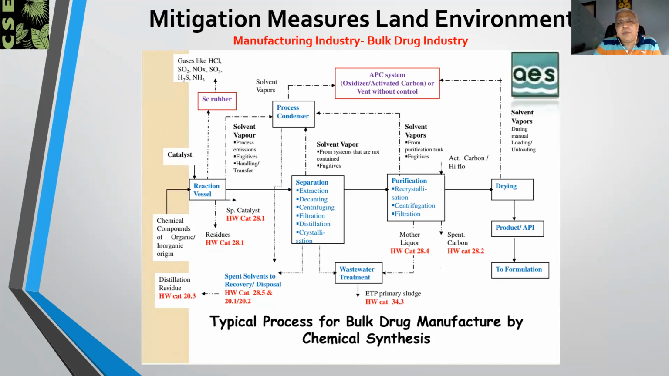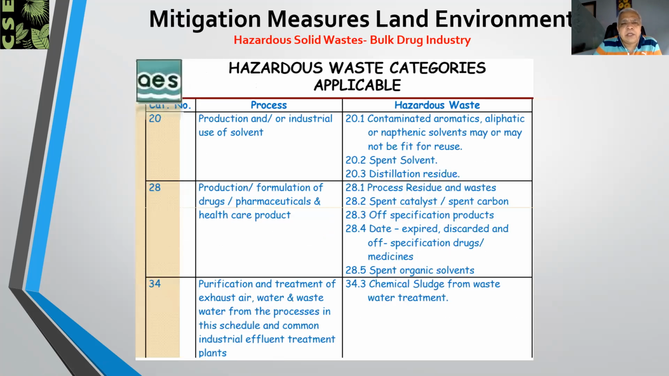Now, going to an example of a typical manufacturing industry, I have chosen the bulk drug sector. The bulk drug sector involves a lot of steps. It may involve reaction followed by separation, purification, drying, etc. And at each stage, different types of hazardous waste and pollutants, like air emissions or water effluent discharges, can happen, which have been shown in this particular diagram. Now, as we can see, the different categories of waste which can be generated here are the spent catalysts, residues, mother liquors, spent carbon, ETP primary sludge, and spent solvents.